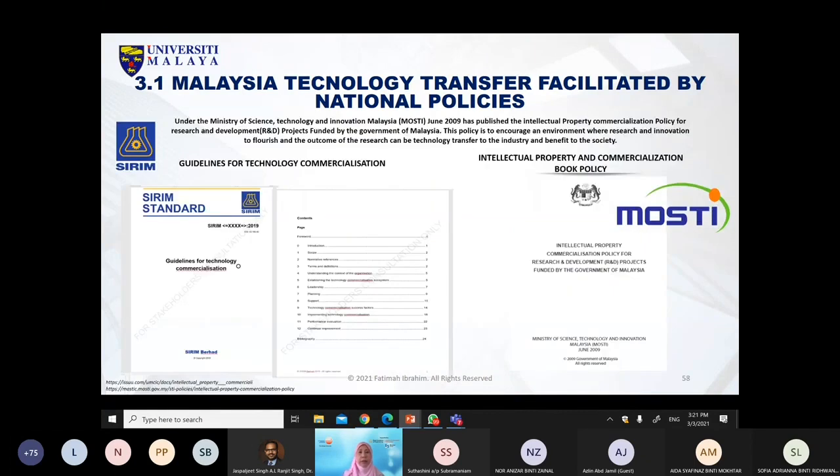And at the same time, for the Malaysian technology transfer facilitated by the national policy, there is a policy done by the Minister of Higher Education. We are now finalizing the technology transfer policy guideline for the university, and MOSTI has also come out with the intellectual property commercialization policy for research and development projects funded by the government of Malaysia. So for those universities that still do not have an IP policy, if you want to do your IP policy, it is advisable for you to refer to this IP policy. And I want to share with you, I'm one of the committee for developing these guidelines, standards, the guidelines for technology commercialization.